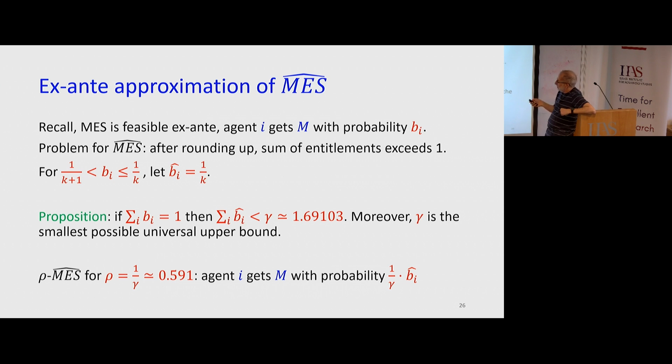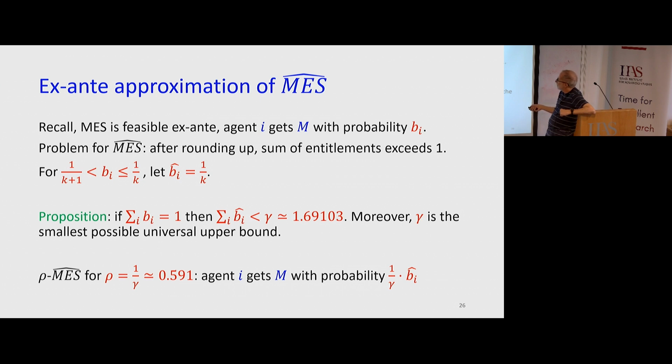So there's a simple proposition that says that after rounding, the sum of the entitlements is at most some number gamma, an explicit number, roughly this value. What might happen under rounding? It could be that one agent had entitlement half plus epsilon, and this was rounded up to 1. Another had entitlement 1/3 plus epsilon, and this was rounded up to 1/2. And another maybe had 1/7 plus epsilon, and this was rounded up to 1/6, and so on. So after rounding, that's the maximum that we can get. We can never get more than that.